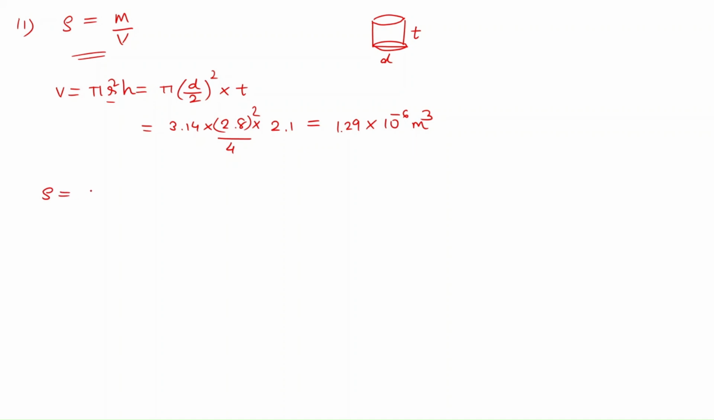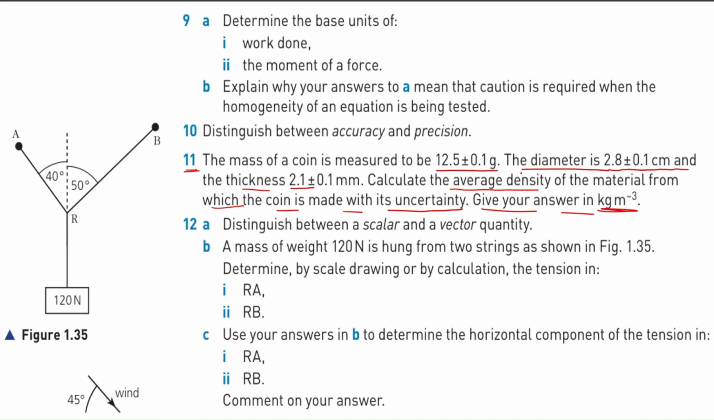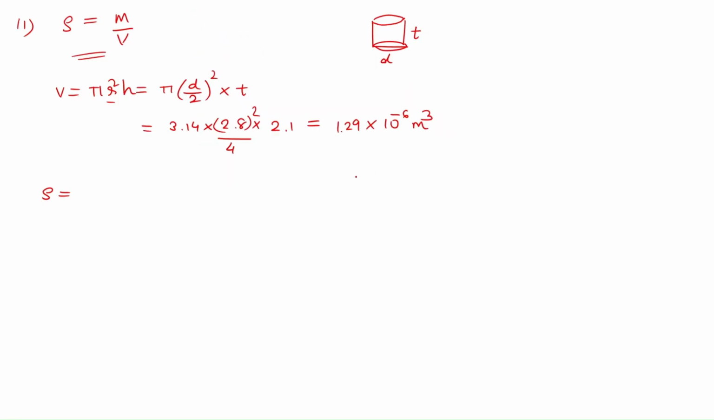Now go for density. The mass here given is 12.5 upon 2.9 into 10 to the power minus 6. And we got here, it is in gram. Okay. So this is in kg. Take minus 10 to the power minus 3. And we got the answer about 9.7 into 10 to the power 3 kg per meter cube.